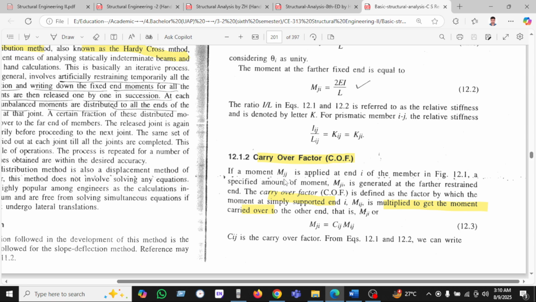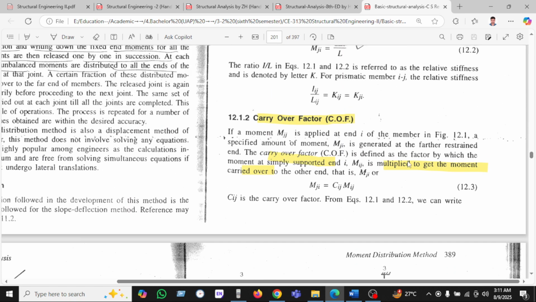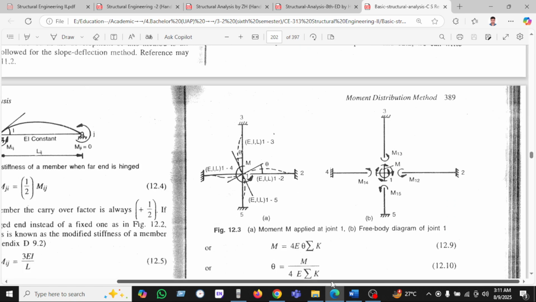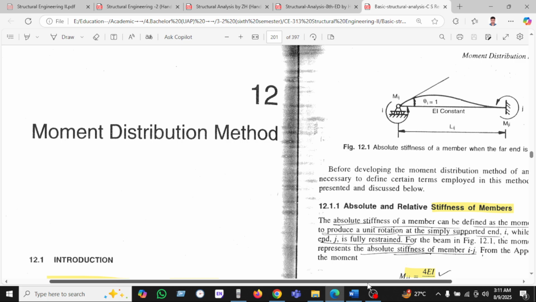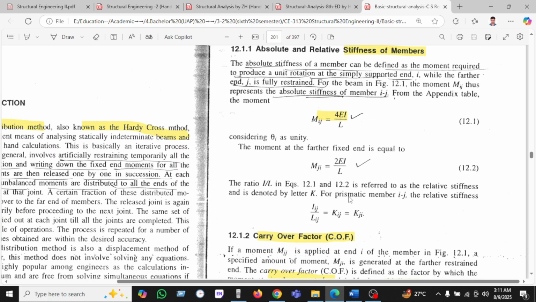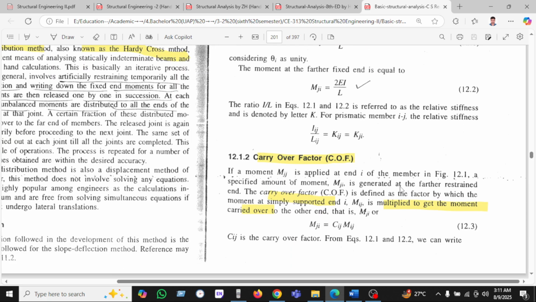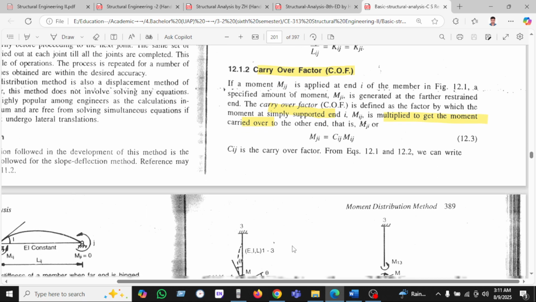What is the carryover factor? If a moment M is applied at end I of the member, as given in figure 12.1, this is 12.1, and this is 12.2. And this is theta, and a specified amount of moment generates a moment at the far restrained end. The carryover factor is defined as the factor by which the moment applied at the simply supported end is multiplied to get the carryover moment. So C is the carryover factor.